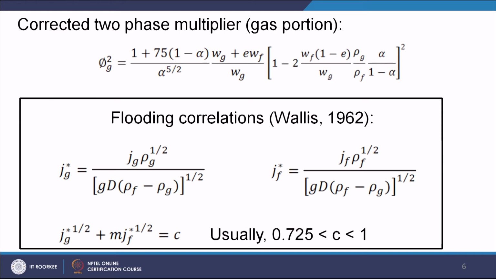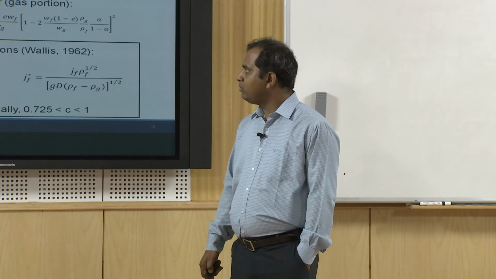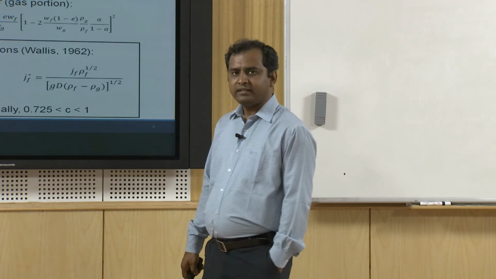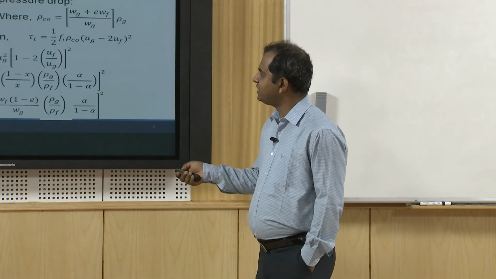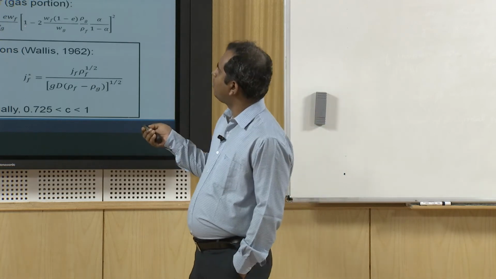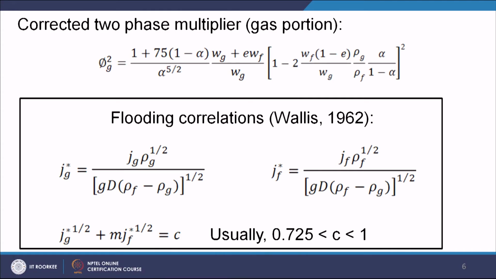Based on that we have explained this one. So, what we will be finding out is that with this gas entrainment in the core, along with this term there will be one multiplier. That multiplier is nothing but essentially this multiplier whatever you have. So, we will be finding over here 1 minus 2 into Wf into (1 minus E) by Wg into rho g by rho f into alpha by (1 minus alpha), whatever I have shown you in the previous slide. Along with this, what is this? This is nothing but your rho CO value.